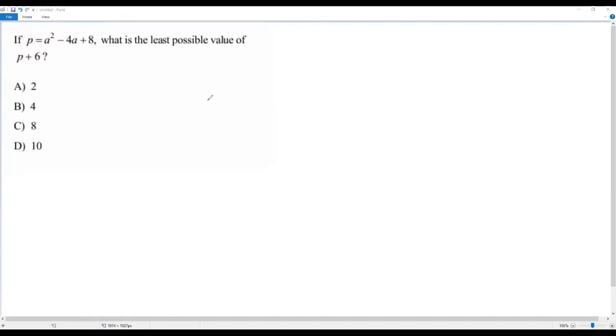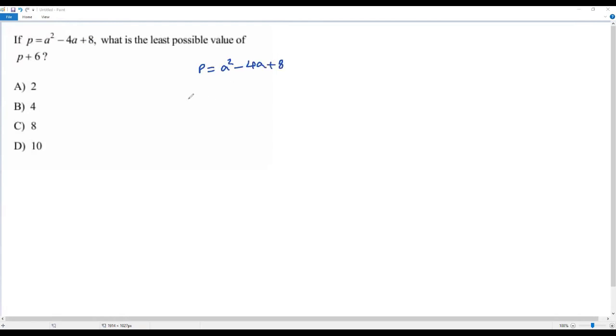Here we have a SAT math problem. Okay, let's go to the question. If p equals a² − 4a + 8, what is the least possible value of p + 6? Okay, here we have a quadratic function, that is p equals a² − 4a + 8.